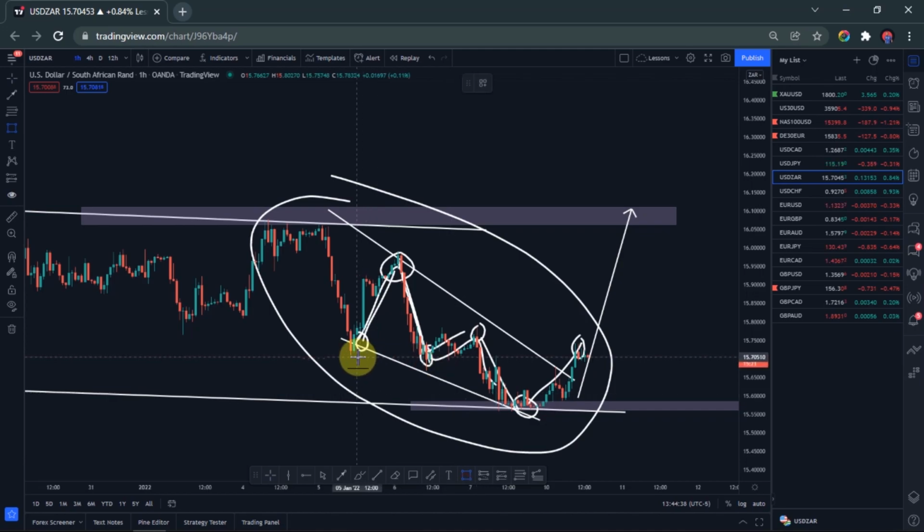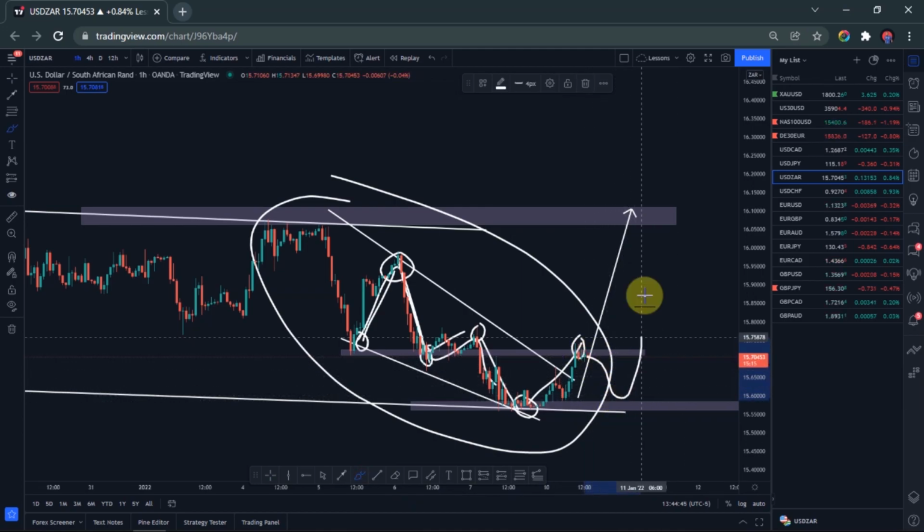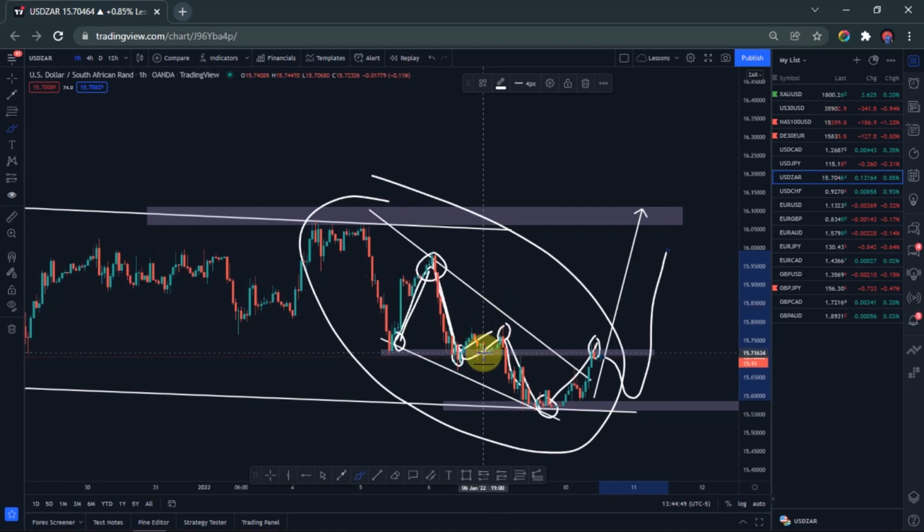You can even take it to an extent and say here was some kind of important level. Maybe price is gonna bounce here and maybe then go up. Whatever analysis you do, this is not an analysis, it is just education.